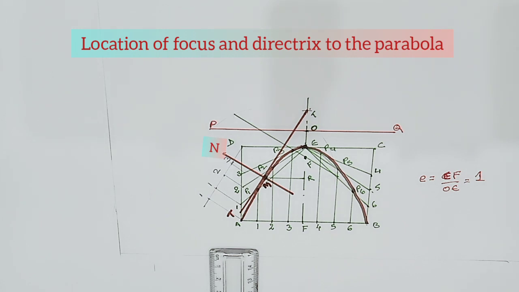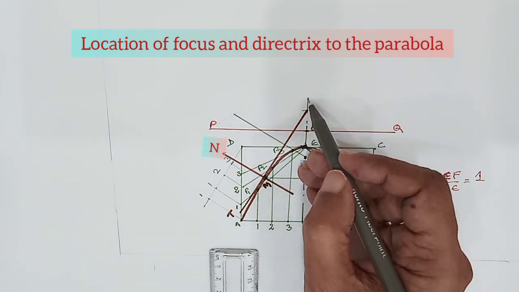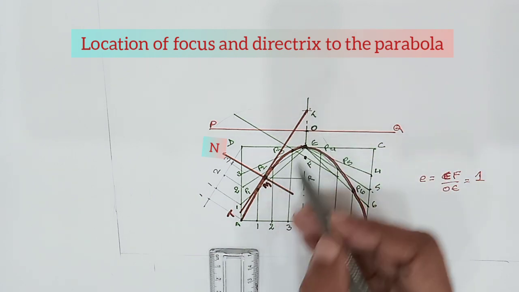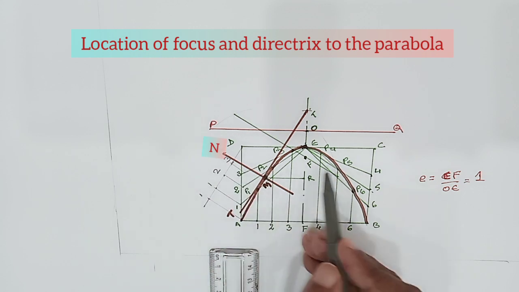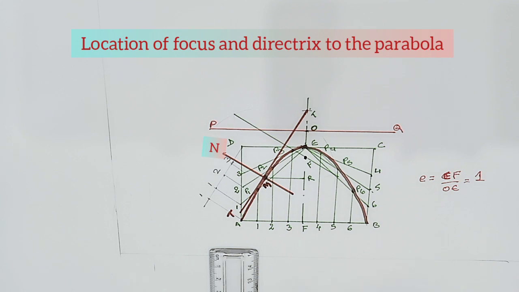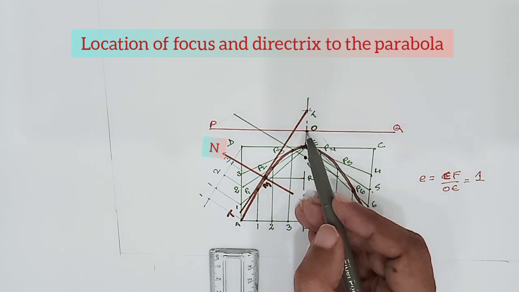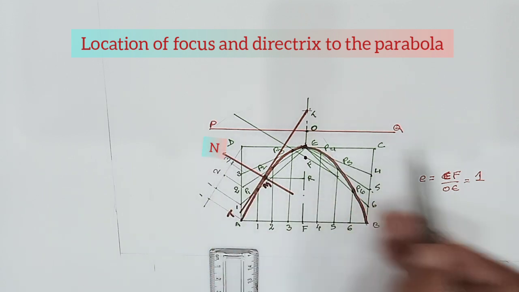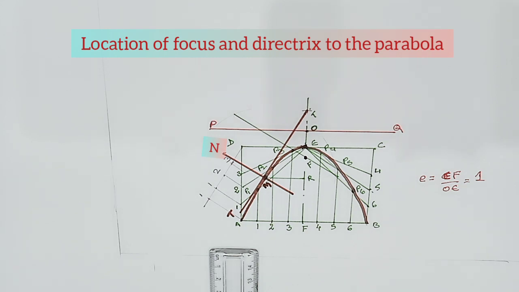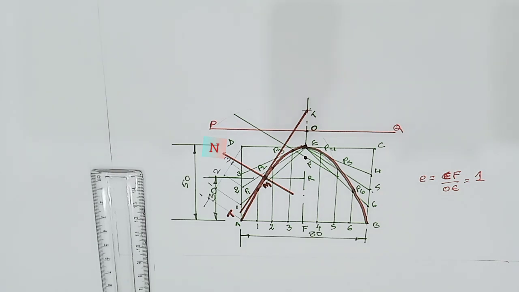Again I am repeating how to find the focus and directrix to the parabola. After drawing the tangent, it is to be extended towards the axis. So M and T is to be bisected. That bisecting line is going to pass through the axis at F. That will become the focus. Then EF as a radius, E as a center, draw an arc on the extended portion of the axis. Then we'll get O. Perpendicular to axis, draw a line, then becomes the directrix. That's about the construction of parabola and locating the focus and directrix to the parabola.